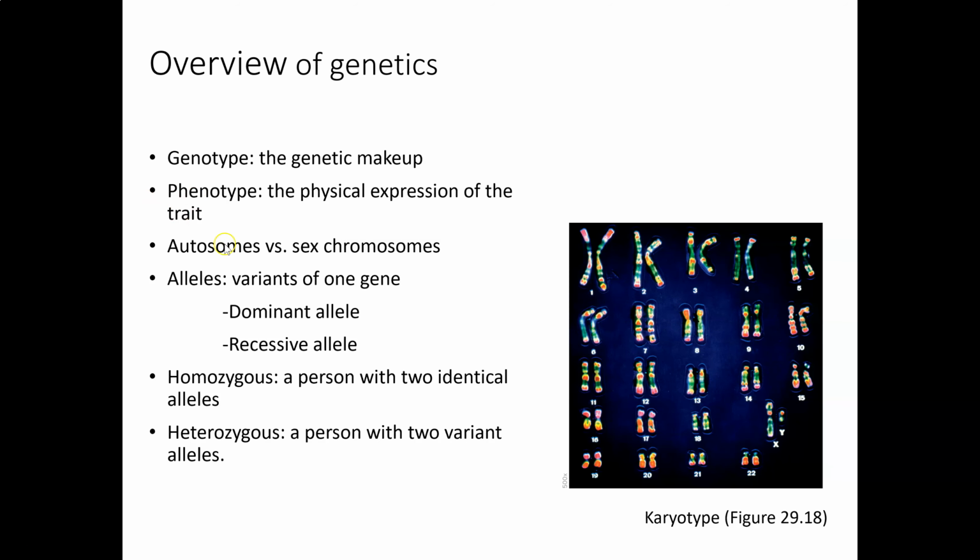Okay, so then we have the definition of autosomes versus sex chromosomes. Basically, we have 23 pairs of chromosomes. 22 of them are autosomes, and then one pair is sex chromosomes, that's either XX or XY. You can see the 22 pairs of chromosomes here. They are different lengths and sizes, and different genes are localized on different chromosomes.